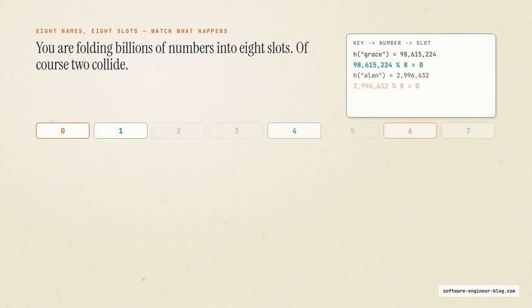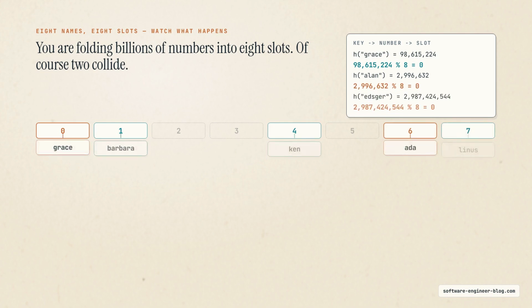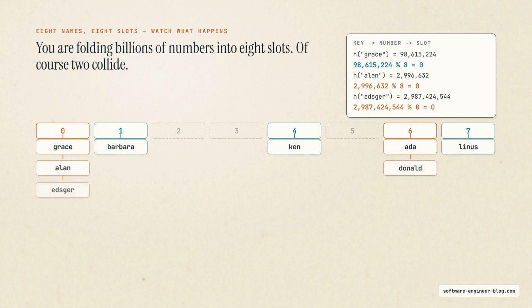Now keep your eye on slot 0. Alan hashes to a completely different number, in modulo 8 that is also 0. So is Edsger. 3 different keys, 1 slot. That is a collision, and it is not a bug or a sign of a bad hash function. It is arithmetic. You are folding billions of possible numbers into 8 slots, so of course some land together.